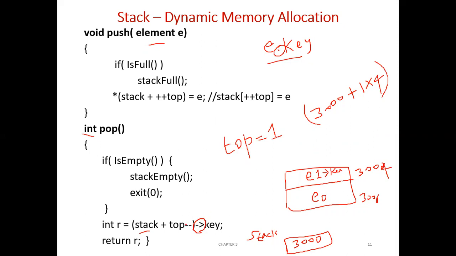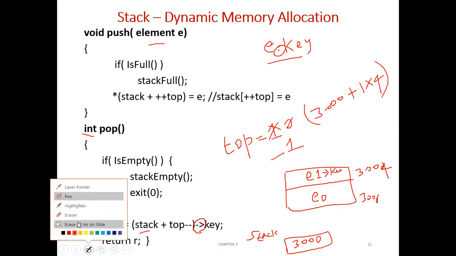After returning that, top will be decremented. Top will become 0 because one element is popped out, right? Similarly, after removing the next element, top will become -1, right? So this is how we implement the stack using dynamic memory allocation.